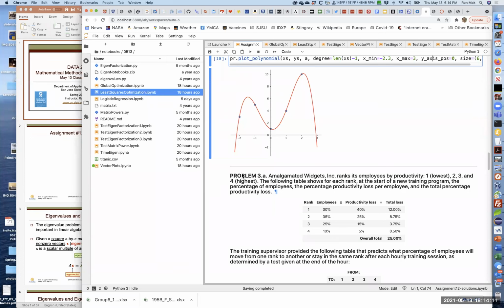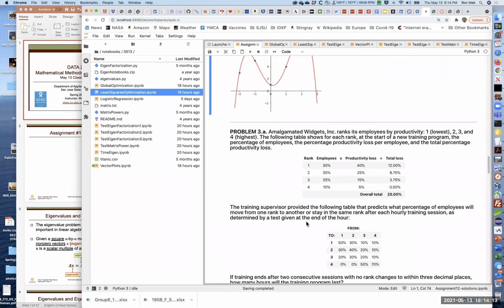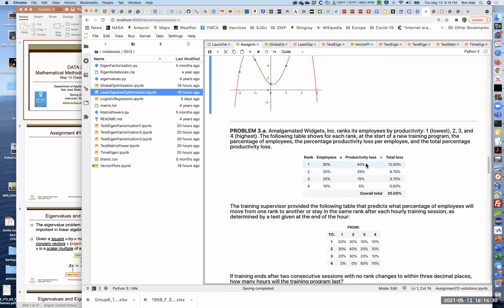Anyway, number 3A: we start out with employees ranked 1, 2, 3, and 4, and here you have the percentages. Of course, this should add up to 100% because there are only 4 ranks. As a little thing on the side, we also have how much productivity loss employees in each rank cause. Rank 1 employees generate a lot of productivity loss, and rank 4, at the top, very little.